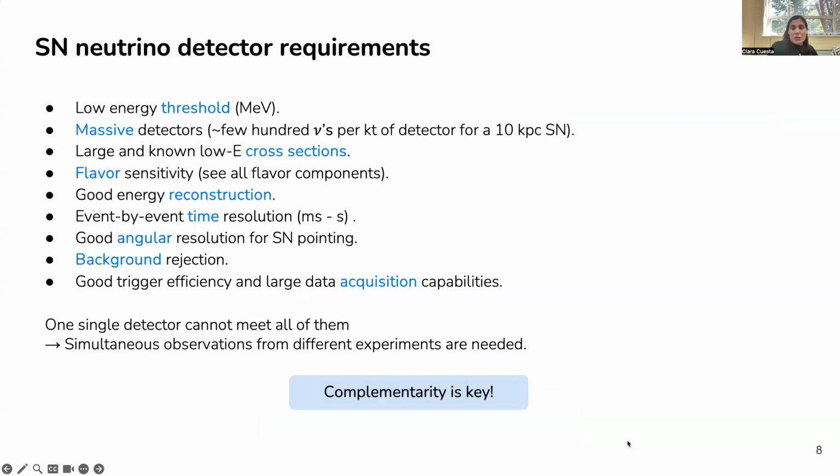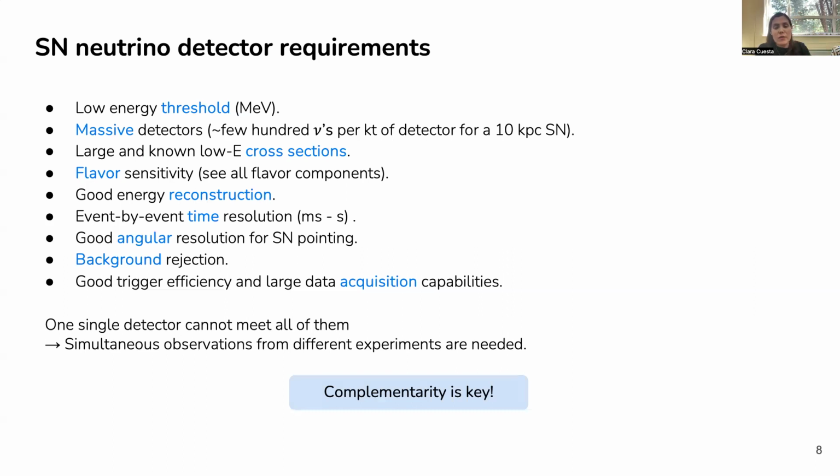What do we want for a supernova neutrino detector? Here is the wish list. The thresholds must be low, at least in the MeV range. We want the detector to be as big as possible. The bigger it is, the more events we will record, and we will be sensitive to supernovae farther away. We want to be sensitive to all neutrino flavors and distinguish among them. Good energy reconstruction and resolution, and event-by-event time resolution on the order of milliseconds. Good angular resolution for supernova pointing to locate the supernova.